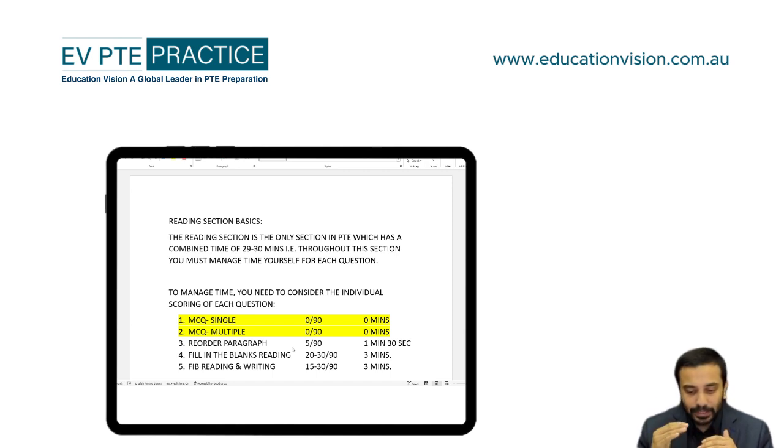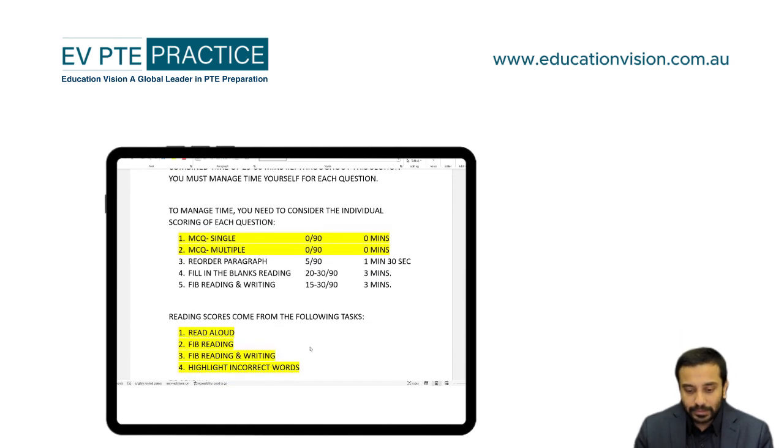Fill in the blanks reading and fill in the blanks reading and writing contain the most marks for your reading score. If you look, fill in the blanks reading is 20 to 30 marks and reading and writing is 15 to 30 marks out of 90, which automatically means that my preparation and my focus has to be on fill in the blanks reading and writing the most as a priority. And we recommend 3 minutes for each question in this regard.